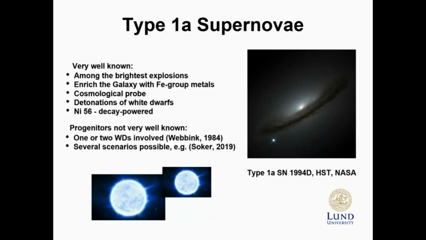In particular, there are two schools of thought. One school says that Type 1a supernovae are detonations of 2 white dwarfs, and another school says that they're detonations of 1 white dwarf which has accreted material. There are also more details to these scenarios in principle. But today I would like to focus on detonations of 2 white dwarfs in a binary. So that's one of the 2 leading scenarios for Type 1a supernovae.